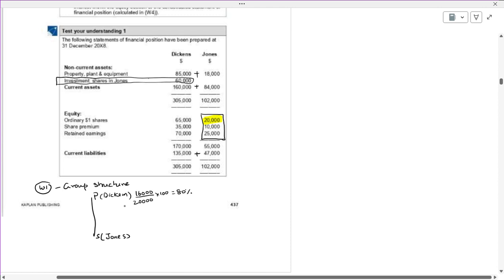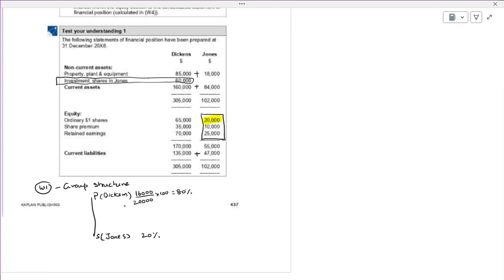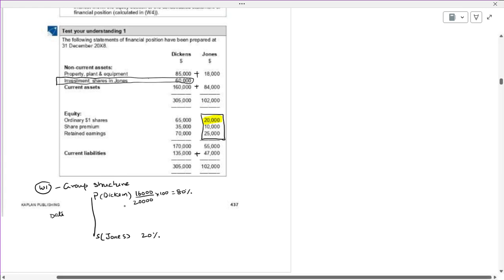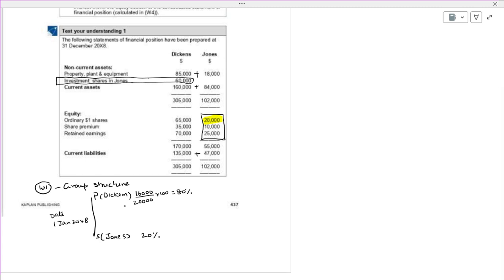It comes to 80%. What is the share of the subsidiary? The share of the subsidiary is 20%. This is the first step. When they have purchased, the date is important: 1st January 2008. This is the first working, and remember, for this 2 marks will be there. Next, the second one.